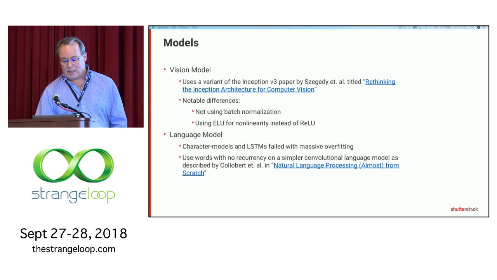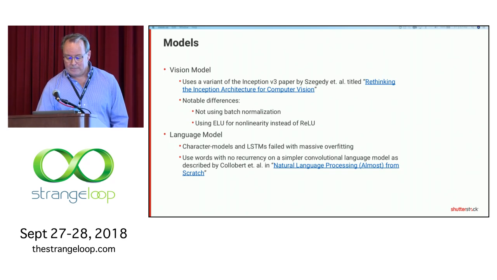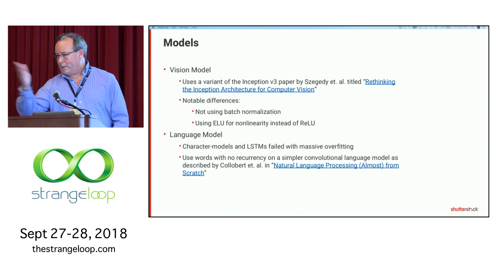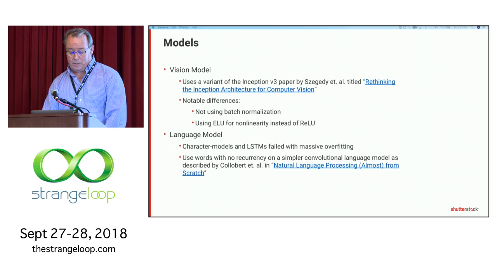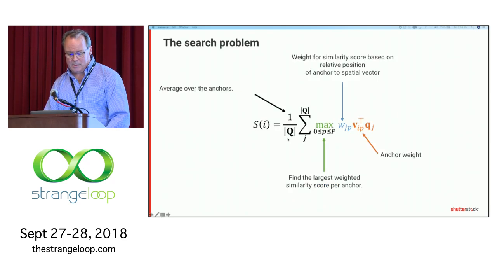There's references to that. As far as the language model goes, we're not using LSTMs because they cause massive overfitting in these cases. We are using a different approach, words with no recurrency, with convolutional neural networks. We're getting good results. So it's like so many things you do in deep learning. You have to try various techniques. Some work, some don't. Sometimes you know why, sometimes you don't. And you have to just try until you find the ones that work best.